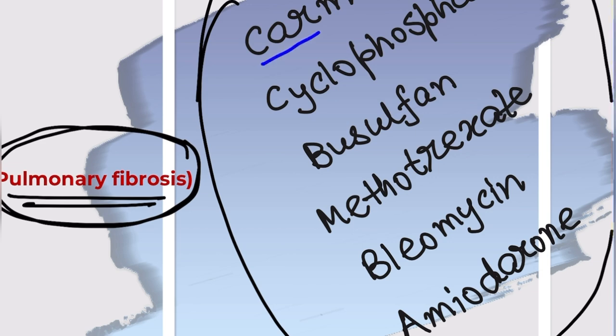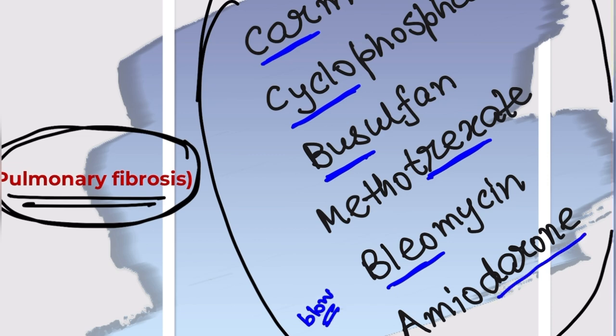Look here, carmustine, car; cyclophosphamide, cycle; busulfan, bus; methotrexate, taxi. Okay. Bleomycin, bleo for blow, blowhorn, bleomycin. Amiodarone, drone. Okay. So all these drugs are related to vehicle, and all these drugs cause pulmonary fibrosis.